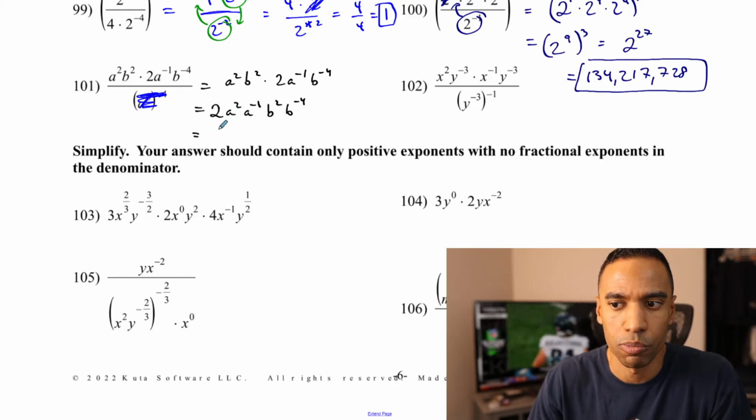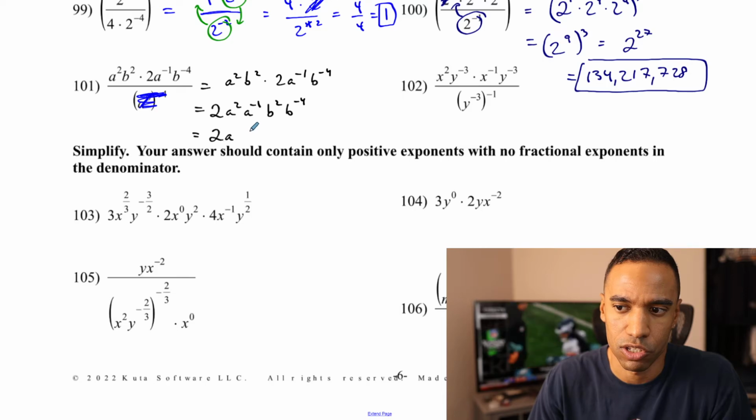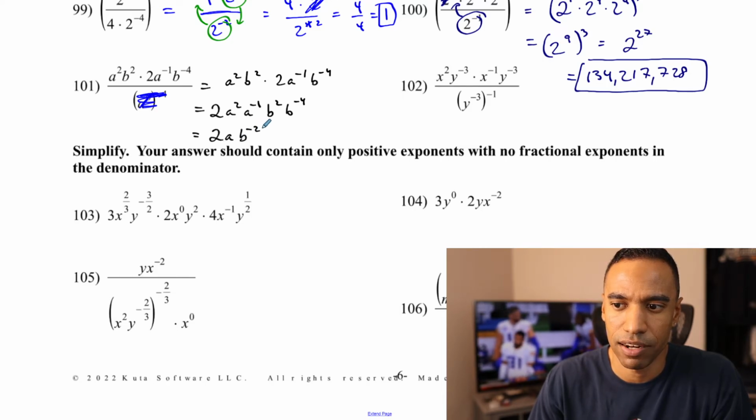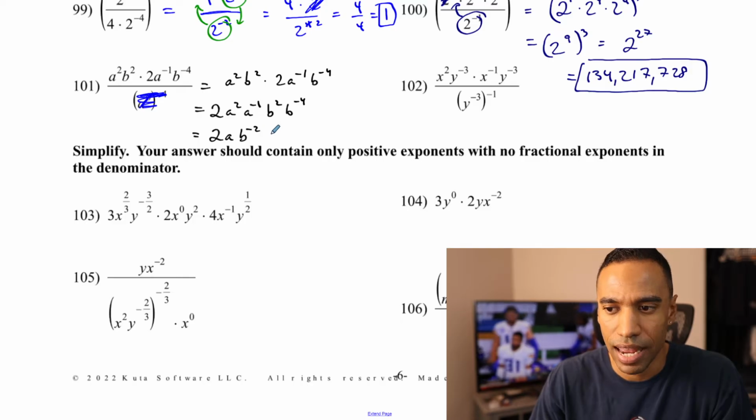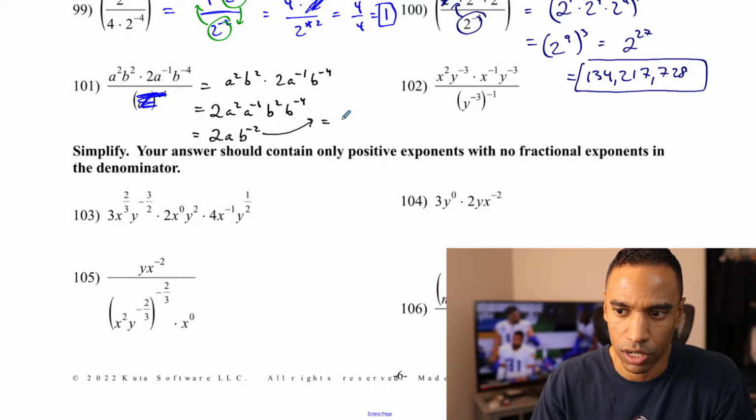2 plus negative 1 is 2 minus 1, which is 1. That's 2a. And that's b to the negative 2nd power, 2 minus 4. Now I got to bring that thing down for sure, which is 2a over b squared, like that.